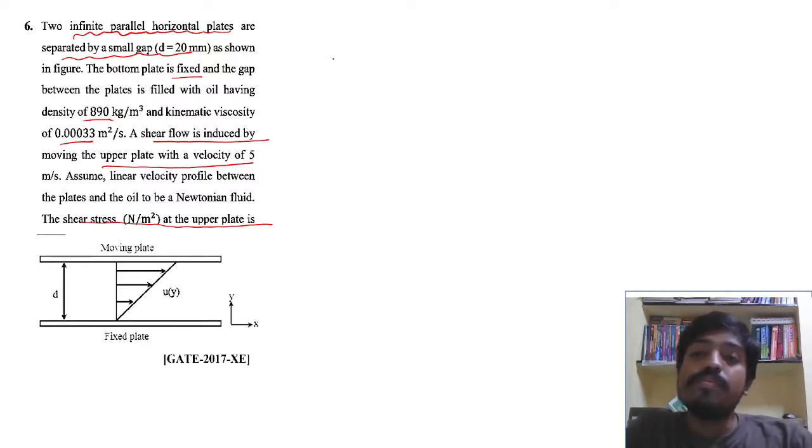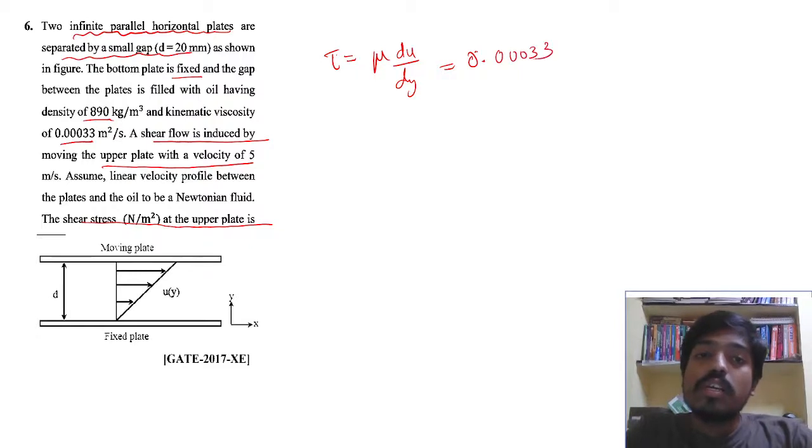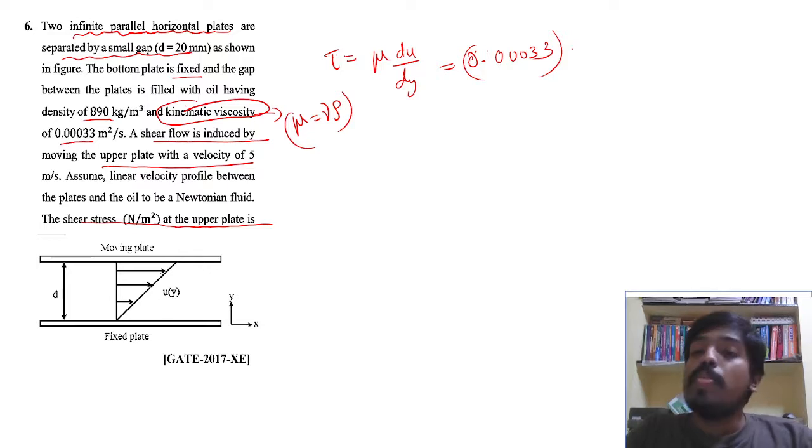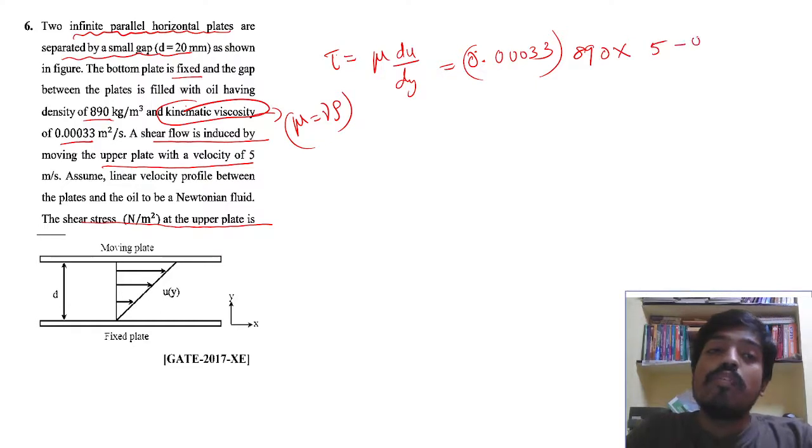So tau is equal to mu into du by dy. What is the viscosity? They are giving the kinematic viscosity. Dynamic viscosity is equal to kinematic viscosity into density. Keep that in mind. What density have they given? 890, into what is the velocity? 5 minus 0, divided by what is the distance? 20 into 10 to the power of minus 3 minus 0.